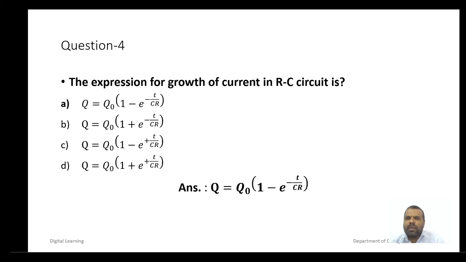Question number 4. The expression for growth of current in RC circuit is: option A, q is equal to q naught into bracket 1 minus e raised to minus t divided by CR. Option B, q is equal to q naught into bracket 1 plus e raised to minus t divided by CR. Option C, q is equal to q naught into bracket 1 minus e raised to plus t divided by CR. Option D, q is equal to q naught into bracket 1 plus e raised to plus t divided by CR. The correct option is q is equal to q naught into bracket 1 minus e raised to minus t divided by CR.